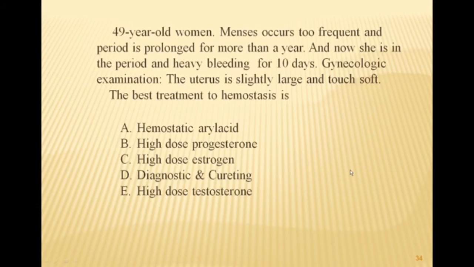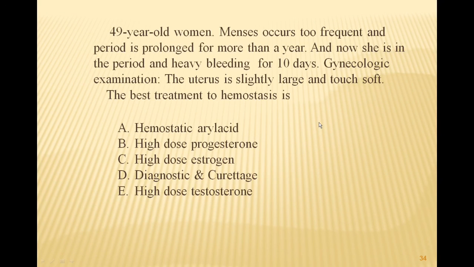Then for the third case, which one is correct? This patient is 49 years old, and the menses occur too frequently, the period is prolonged, and now there is heavy bleeding for 10 days. So now diagnostic curettage can stop the bleeding and get the pathologic diagnosis. D is correct.